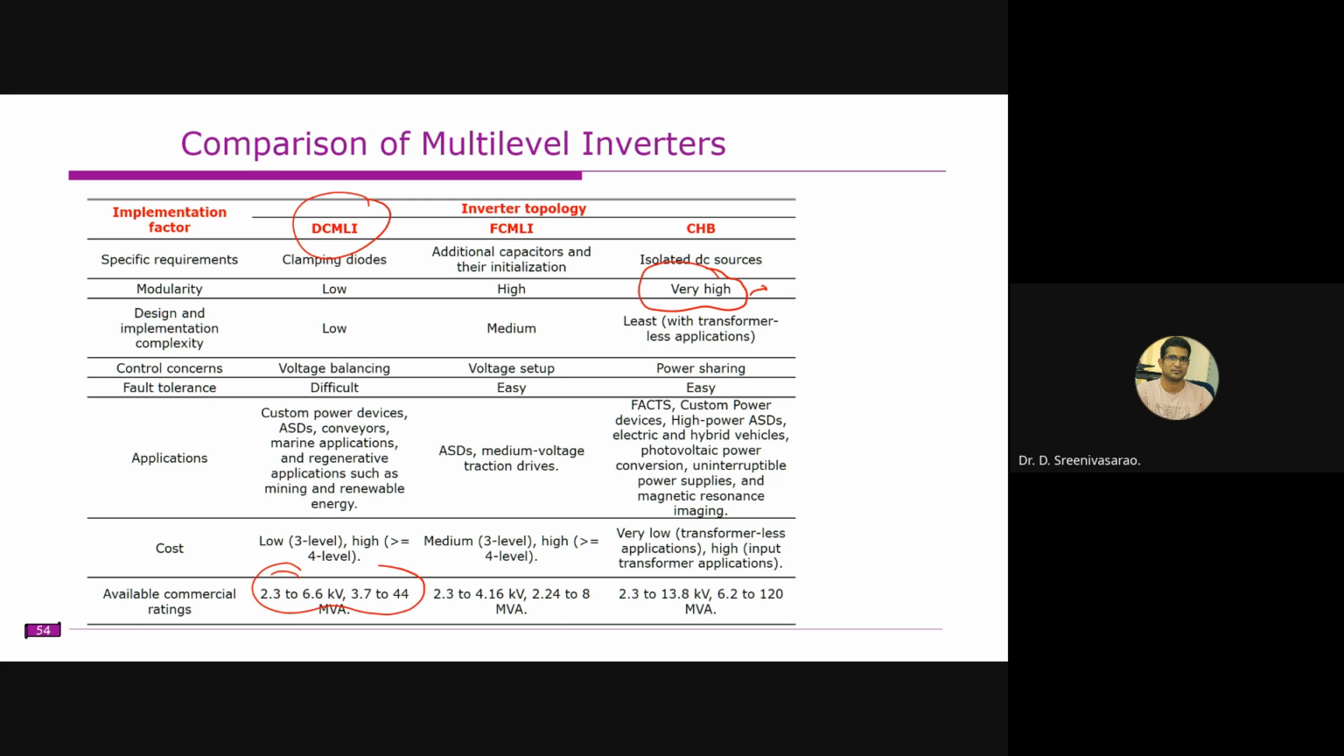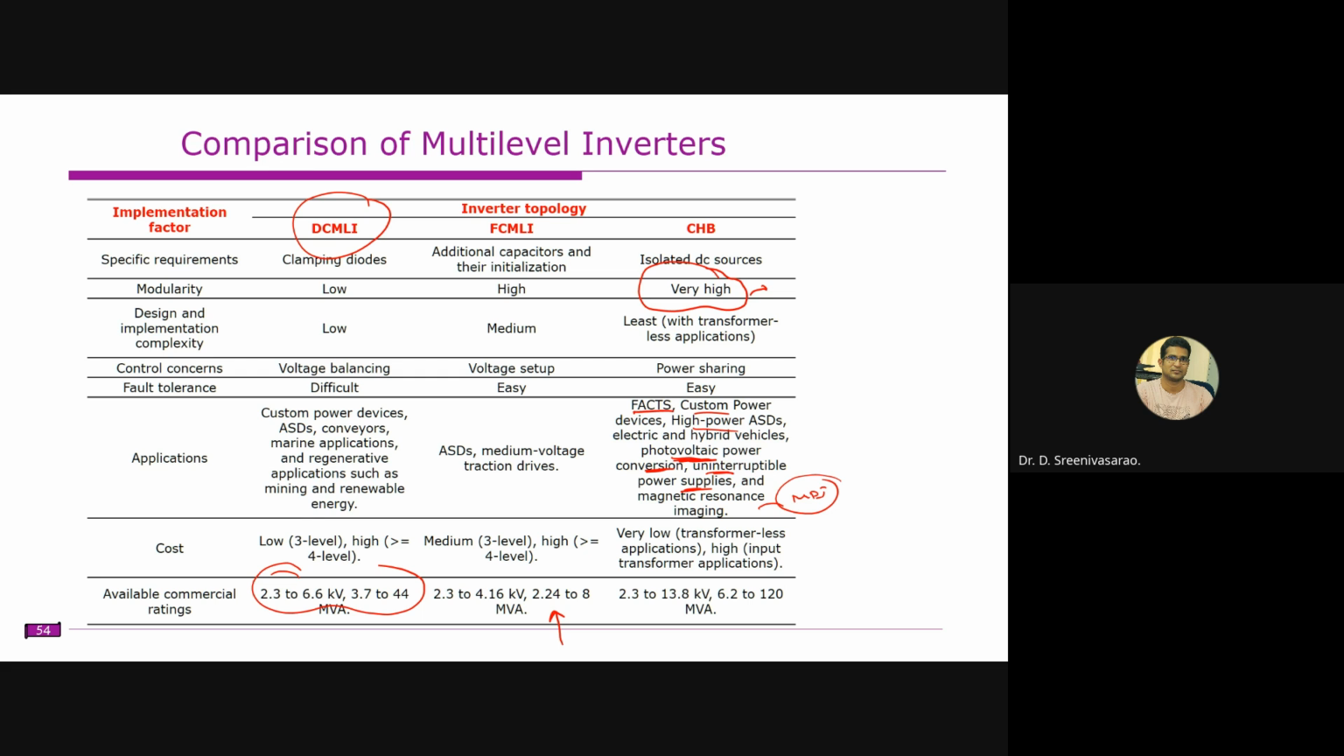right? Whereas for traction applications, this flying capacitor is used. In case of applications like FACTS, custom power devices, high power speed drives, right? And photovoltaic PV conversion, UPS and power supplies, and MRI scanning and X-ray machines. So this kind of CHB is preferred, right?